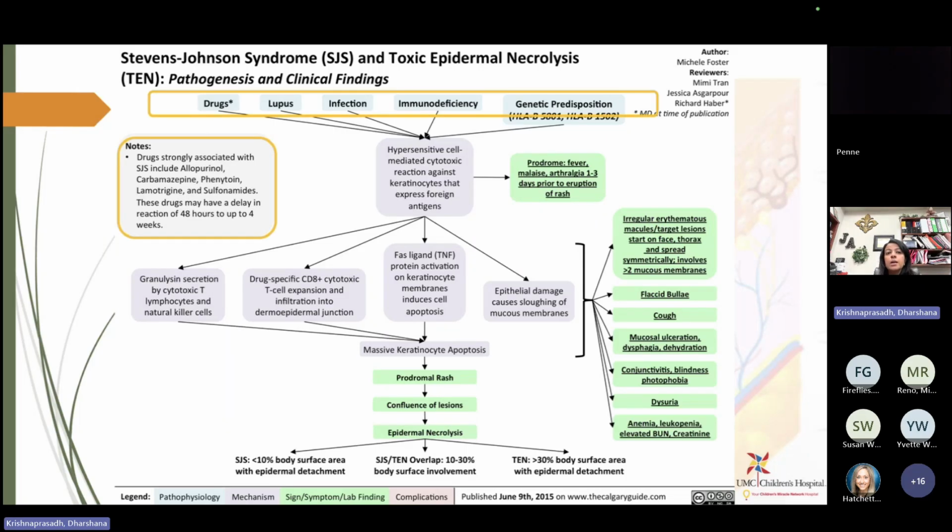There are multifold causes. You can have drugs, lupus, infection, immunodeficiency, or genetic predispositions that can cause this. Drugs that are commonly associated with SJS are allopurinol, carbamazepine, phenytoin, lamotrigine, any of your anti-epileptics, and sulfonamides. They can have anywhere between 48 hours up to 4 weeks of introduction into the body. These can present as SJS.